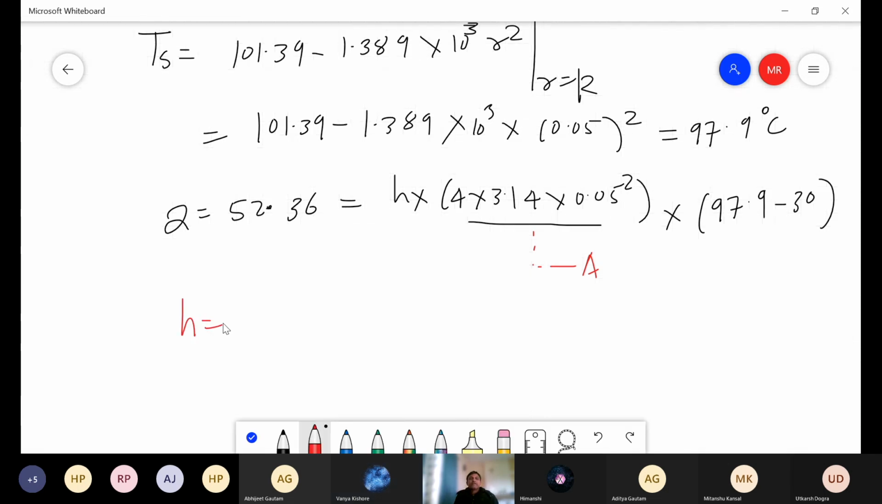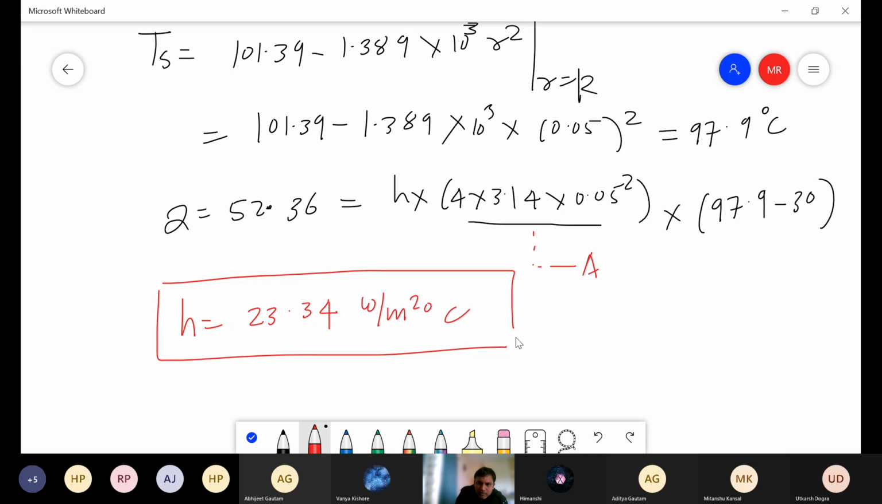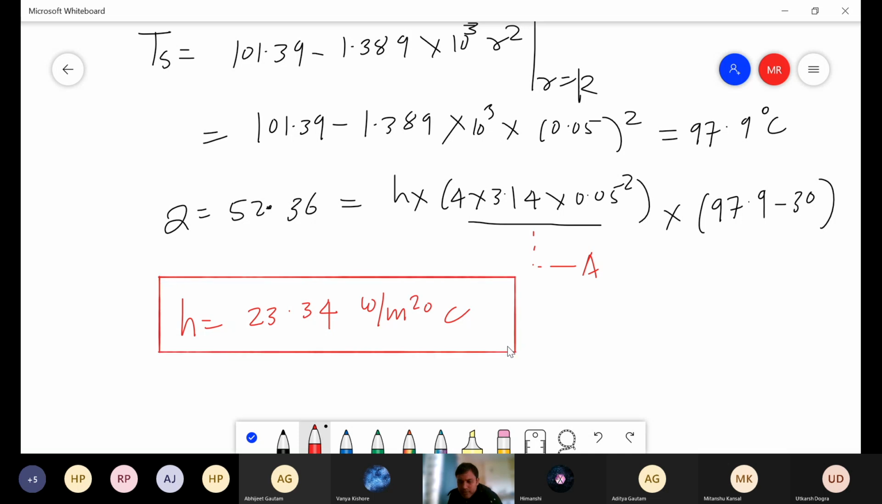So h comes out to be, you should get around 23.34 watt per meter square degree Celsius. Check whether this is correct or not. Yes, it's approximately correct.